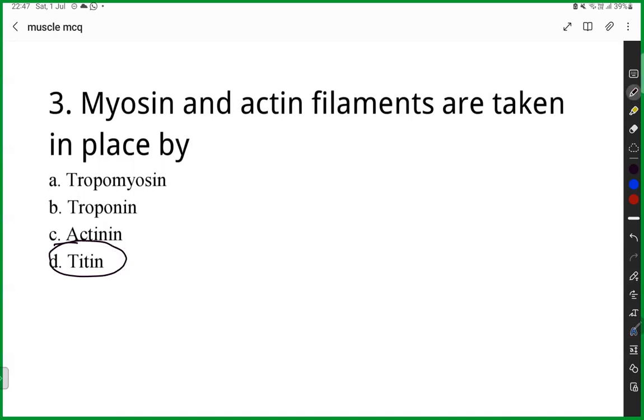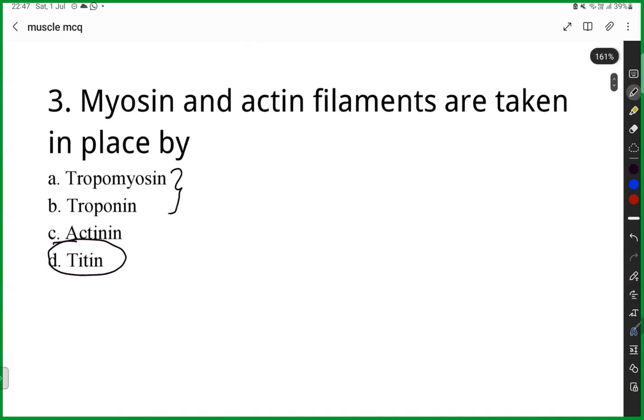Remember that tropomyosin and troponin, these two are regulatory proteins. Okay, regulatory proteins. And your actinin, it binds your actin to your Z line.